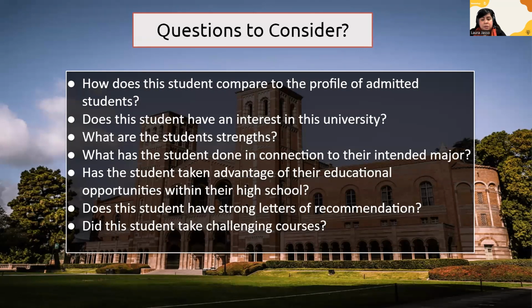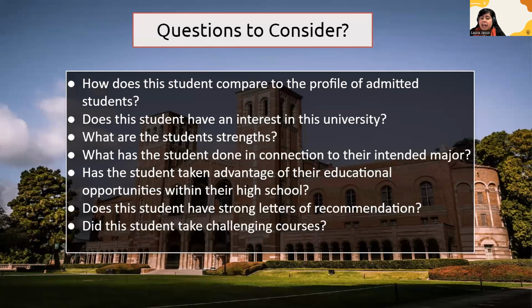They're looking at what the student's strengths are. What do they bring to the table? What has the student done in connection to their intended major? So again, we're looking at clubs, community service, internships, college classes that they may have taken, and any extracurricular activities that are related to their major.